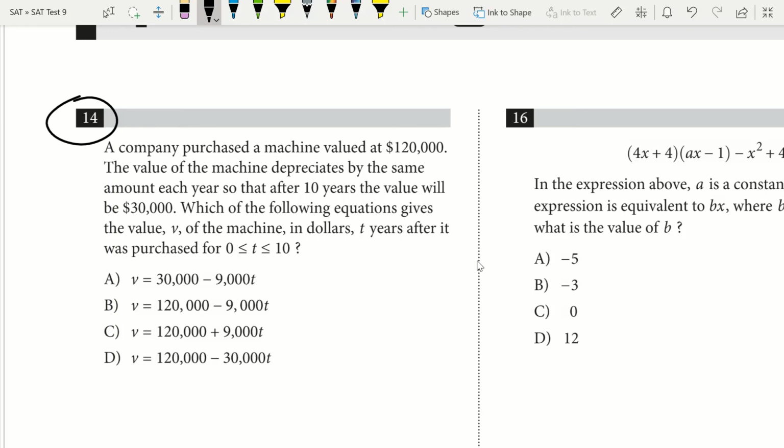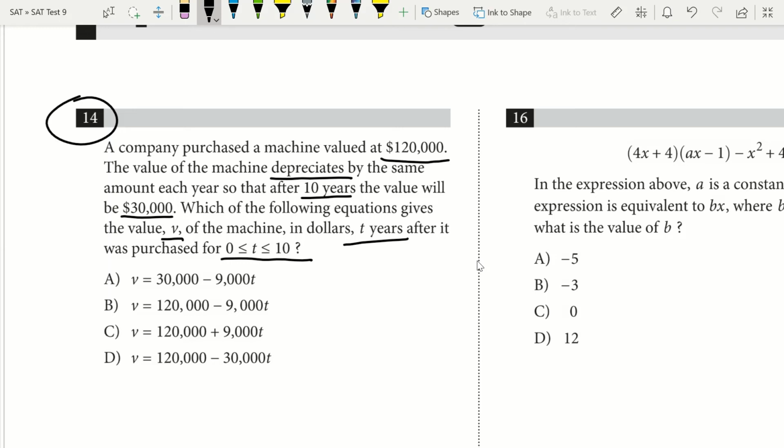Okay, your 30 seconds is now up. So we have a company purchase a machine valued at $120,000. The value of the machine depreciates, which means it loses value by the same amount each year, so that after 10 years, the value will be $30,000. Which of the following equations gives the value v of the machine in dollars t years after it's purchased, for 0 ≤ t ≤ 10?